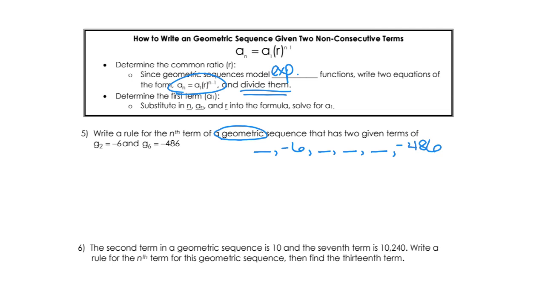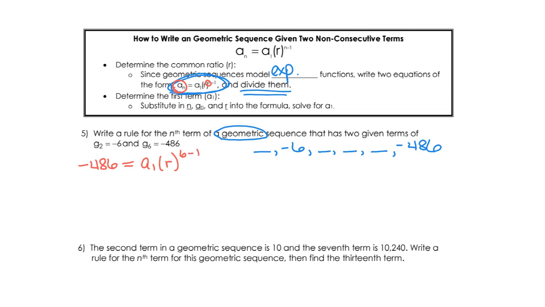So what they told us to do up here was to use this formula and to write 2 equations. For our first one, we're going to take out the a sub n and put in one of our outputs. I'm going to take the larger number first, so I'm going to take -486. We put that equal to a sub 1, because we don't know our first term, times r, because we don't know our r, to the n. The n is like the input, and that's 6, since I used -486. And then there's a -1.